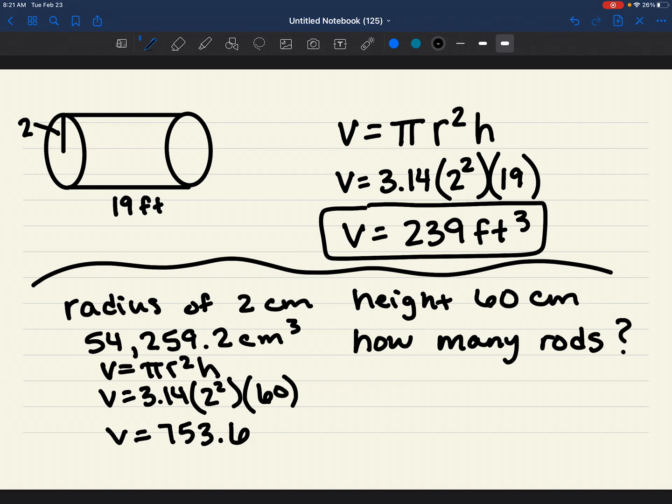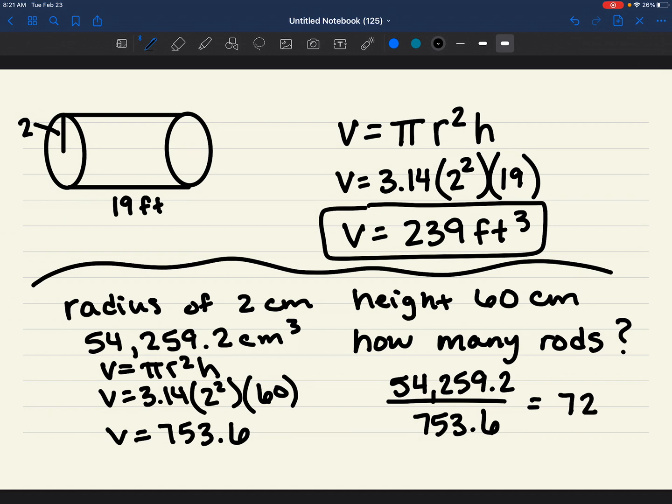Okay. Is that my answer? No. What do I need to do next, Addie? Divide. Divide what? 54,259.2 by 753.6. Okay. Do that for me and tell me what you get. Don't round. Just tell me exactly what you get. Very good.